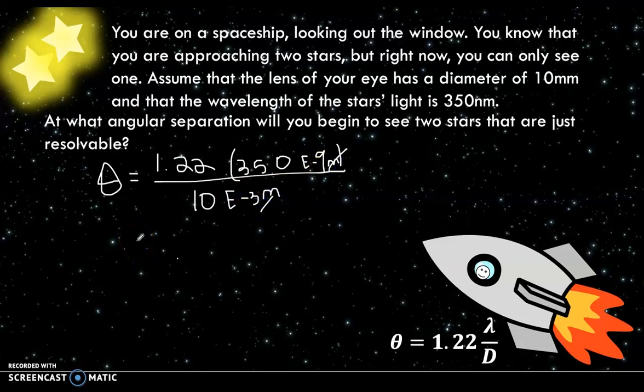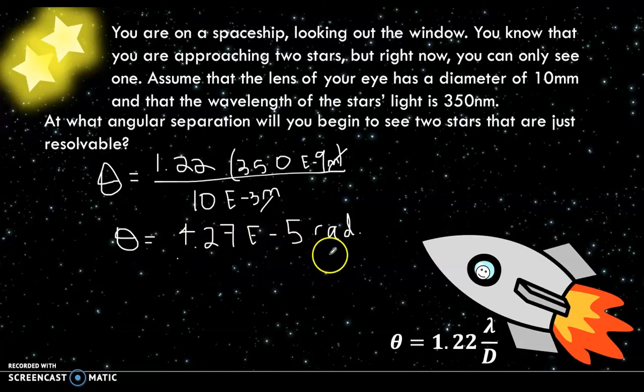So putting all of that into the calculator, you get that theta is equal to 4.27 e to the negative 5, and the units for this will be in radians. So applying all this, we know that when theta is equal to 4.27 e to the negative 5 radians, that is the moment when you begin to see that there are two stars instead of just the one.